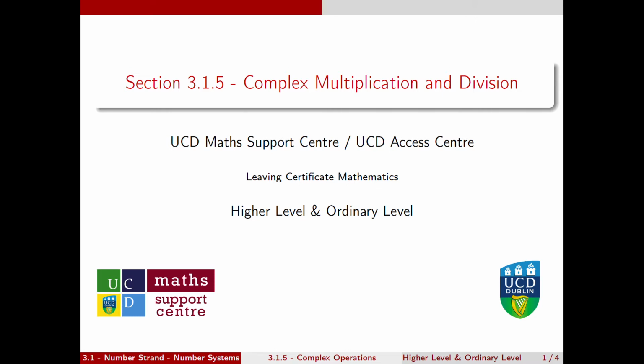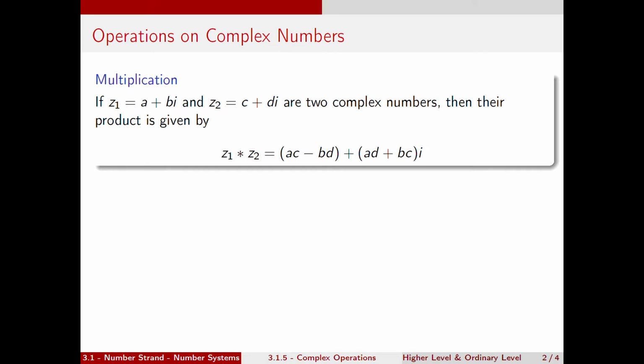In this video we are going to look at how to multiply and divide things from the set of complex numbers. So if we look at multiplication first, we'll take two numbers from the complex set. Z1 is equal to a plus bi and Z2 is equal to c plus di. We can write their product, Z1 times Z2, equal to ac minus bd plus (ad plus bc) times i.